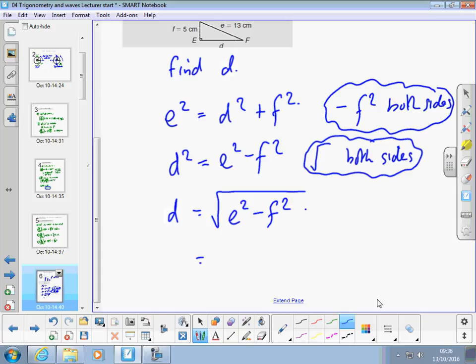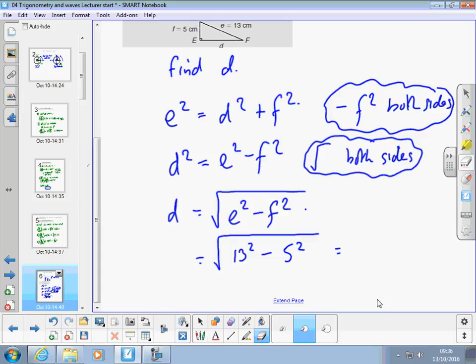Then put the numbers in, just preference. E is 13 minus F is 5. So that's the square root of... I just do that in one go in the calculator. Sorry, 12, yeah. Like the 3, 4, 5 triangle, that's one that's got integer sides. Classic. 5, 12, 13. And that's got units in centimetres.